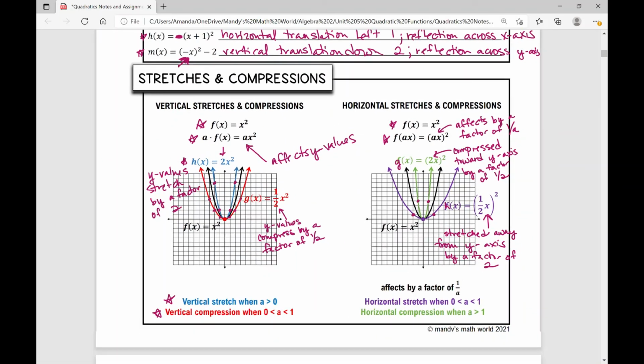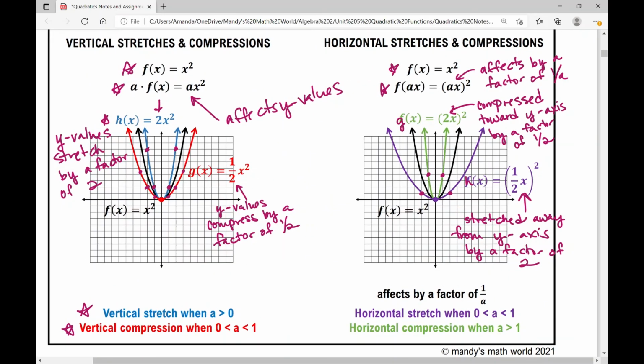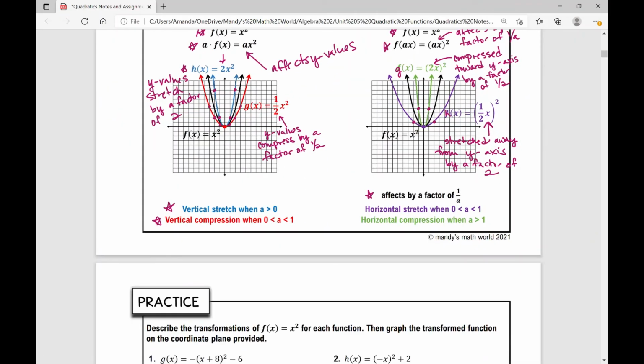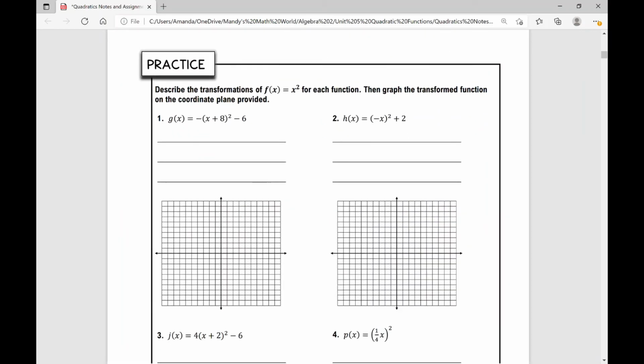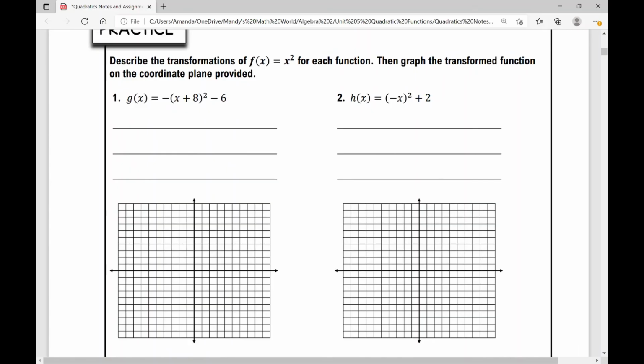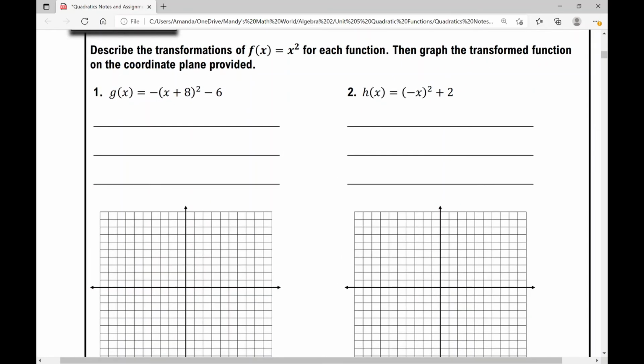Okay, so I've got some stuff down here that you can refer to. It affects it by a factor of 1 over a. It's a stretch when a is between 0 and 1. It's a compression when a is greater than 1. And let's move on to some practice problems down here. I'm going to go fairly quickly through this, hopefully. I know these lessons are long.